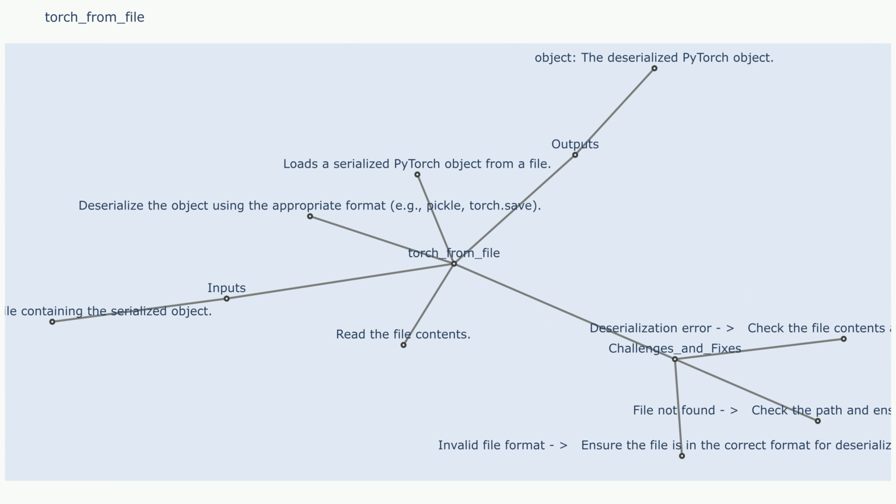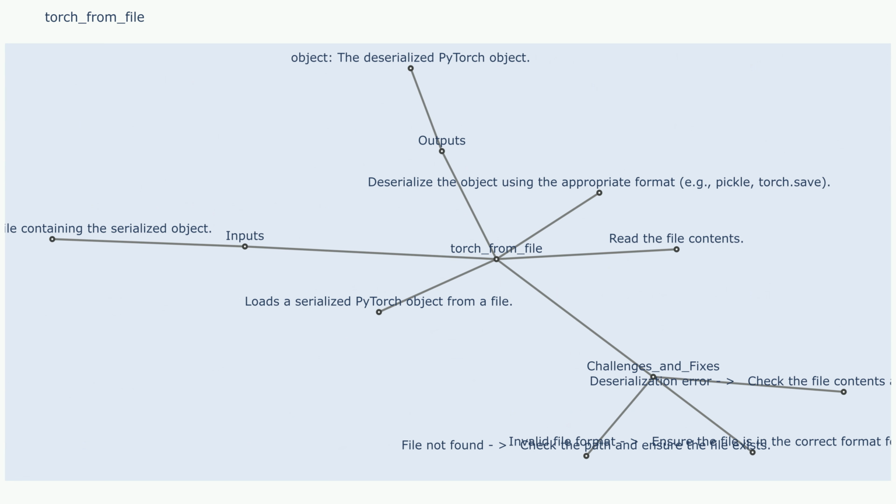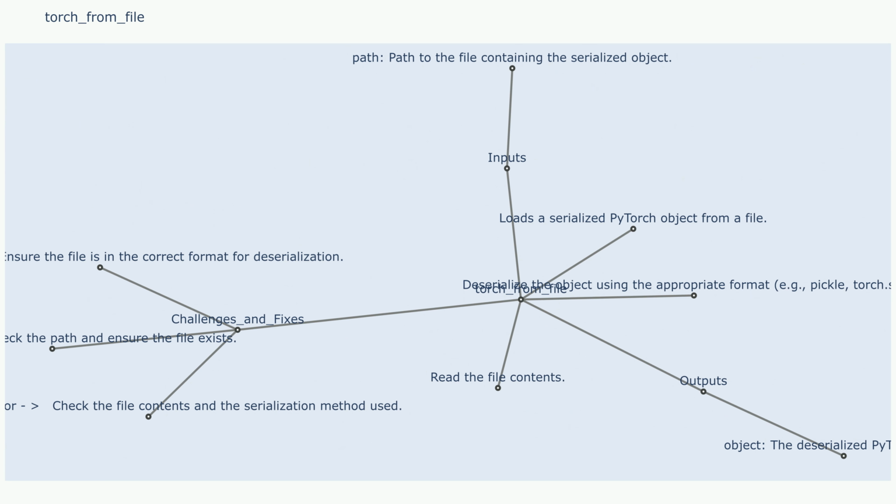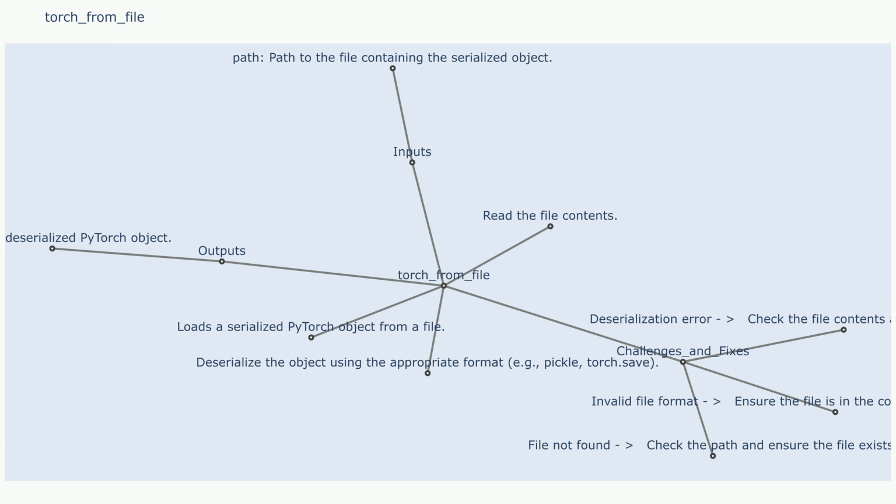Outputs. Tensor. This is a PyTorch tensor created from the data in the file. Steps. The torch from file function first opens the specified file. It then reads the raw data from the file starting at the specified offset. The function then interprets the raw data based on the specified data type and creates a PyTorch tensor with the specified size. Finally, the function returns the created tensor.